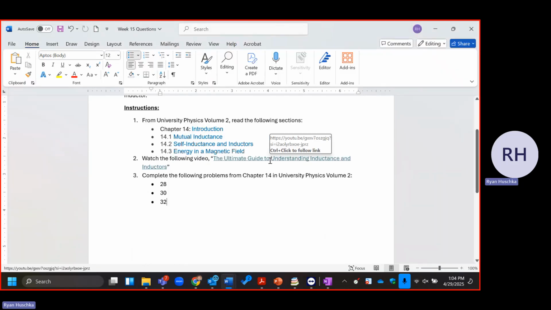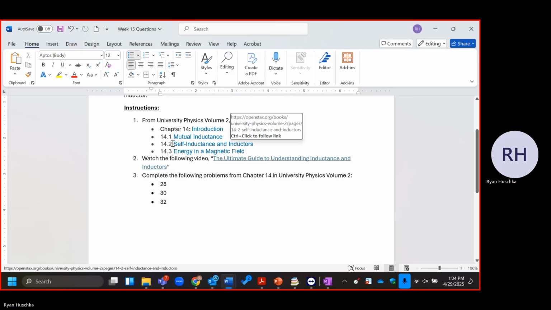So we have basically four sections: an introduction section, and mutual induction. We'll do those first two today, and then self-induction, inductors, and energy of the magnetic field will be next week.